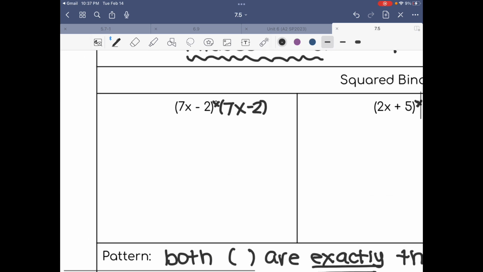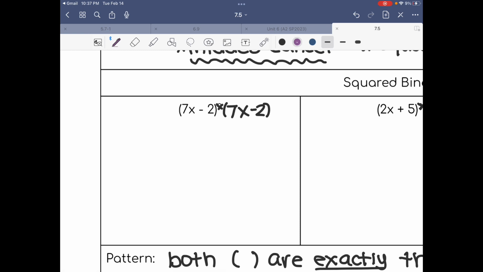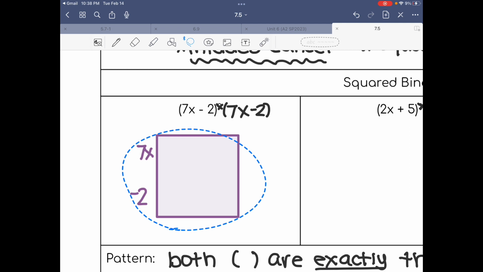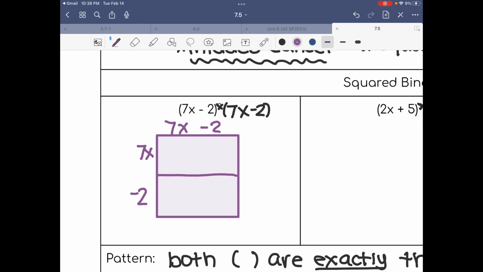Okay, so for our first problem over here, I'm going to use the box method again like I did on the last one. So I'm going to go ahead and draw my box and write 7x minus 2 and 7x minus 2, like this. But you'll notice that this time they're exactly the same. The signs aren't different.